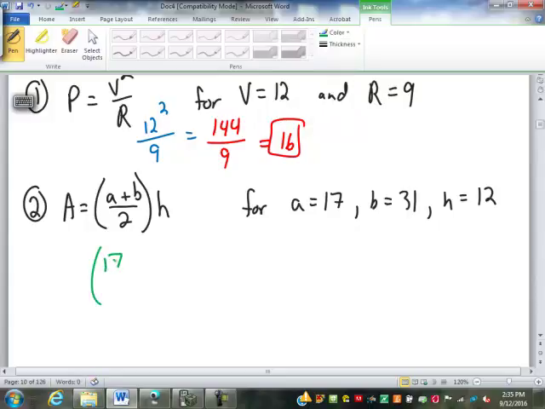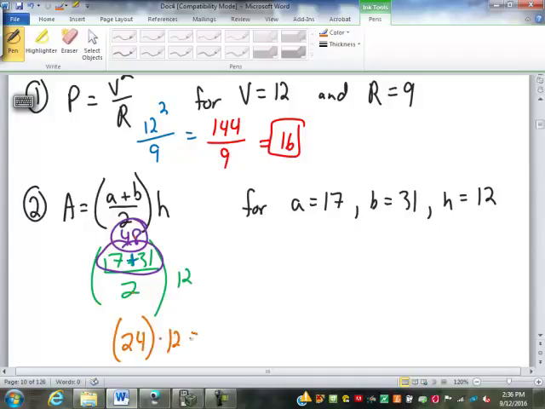The second one. A is 17 plus B is 31. Divide by 2 and then times H is 12. So we have the enclosing symbols, the parentheses. So we work inside the parentheses first. What do we have to do first inside there? You got it. The fraction bar is another enclosing symbol. So we have to do the top again, which is going to be what? 48. Perfect. 17 plus 31 is 48. Now we can do 48 divided by 2, which is 24. Then times 12, which is 288.